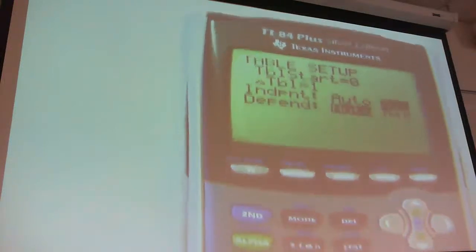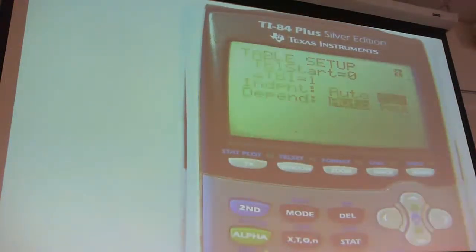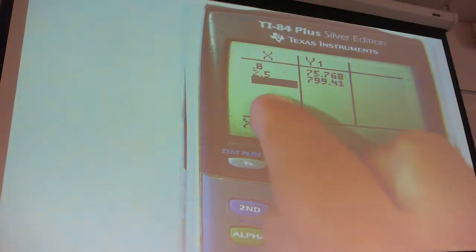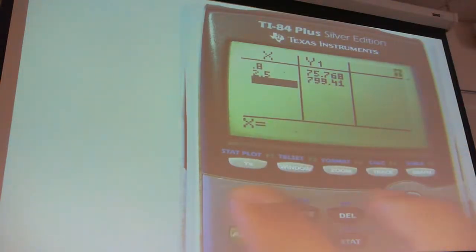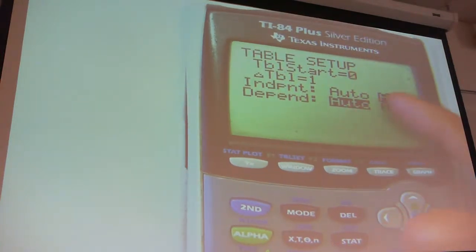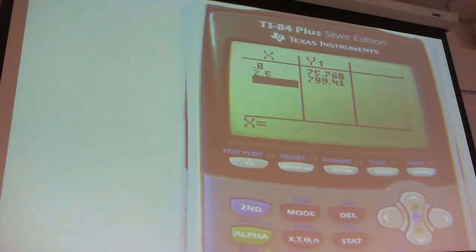Then go to the table feature, second graph, type in 0.8, type in 2.5. So it's a quick way to type in as many numbers as you want using the table feature. Now, if you're not able to type in numbers, that means when you hit second window, yours still says auto. You gotta change it to ask auto. So when you go to the table, you can type in 0.8 and 2.5.